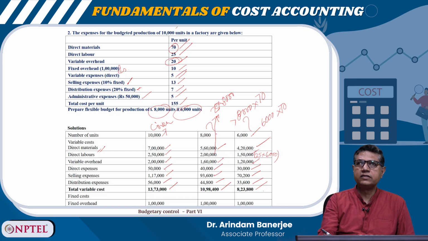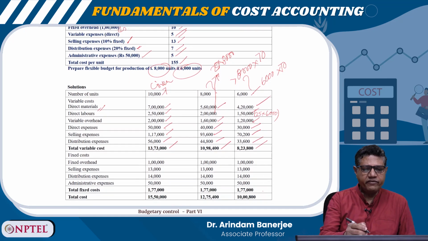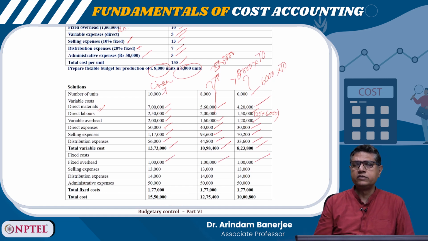In fixed cost, the fixed overhead is completely fixed. Completely fixed means 1 lakh will be here, 1 lakh here, and 1 lakh here. It will not change because of a change in capacity utilization level.